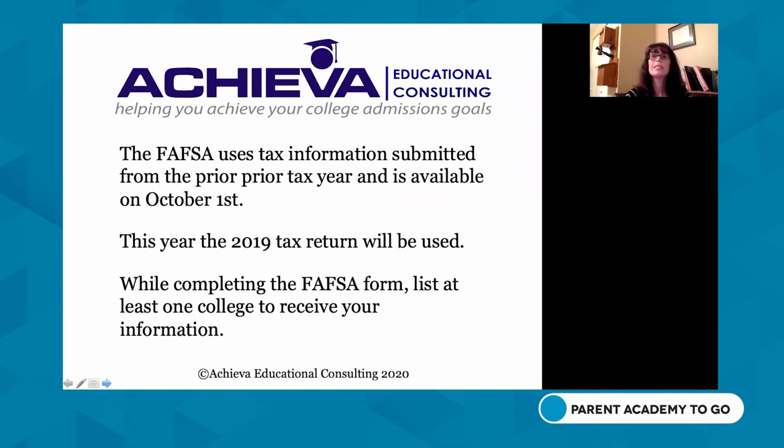The FAFSA uses tax information submitted from the prior tax year and is available on October 1st. So for this year, for those with seniors who plan to graduate in the spring and attend college next fall, the tax year that you will use is 2019. When completing the FAFSA, list at least one college your student will be applying to, to receive your information.